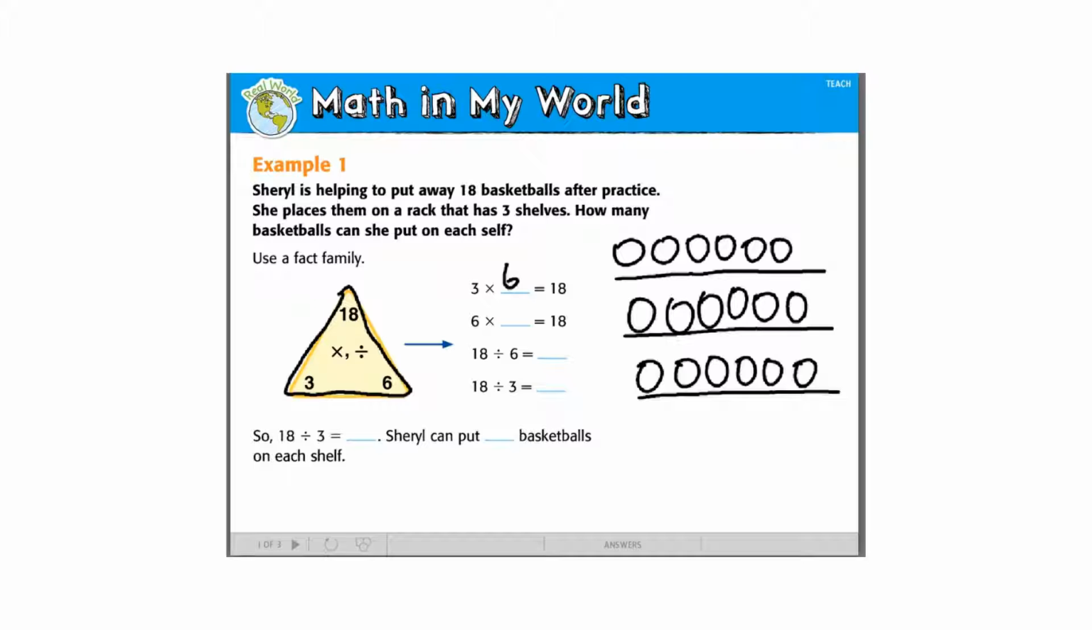So now we have to fill in all the fact families. So we have 3 times 6 is 18. If we switch that, we would have 6 times 3 is 18. If we divide 18 divided by 6, we would get 3. And then 18 divided by 3 is 6. So 18 is our total number. If we're going to divide that by 3 shelves, that means we have 6 basketballs on each shelf. So you can fill in all of those little blanks that you have there. 6 basketballs on each of the 3 shelves.